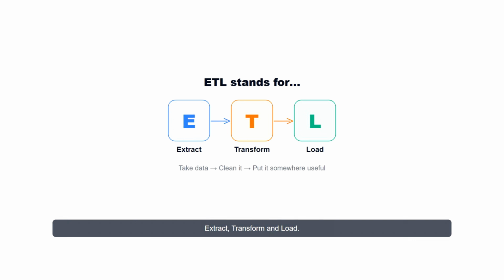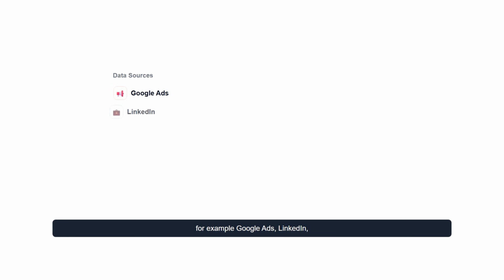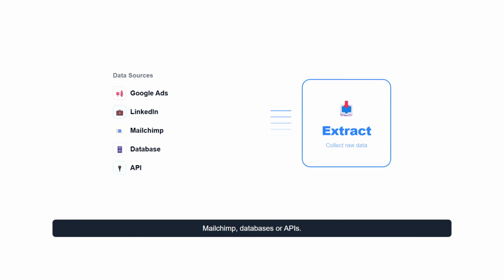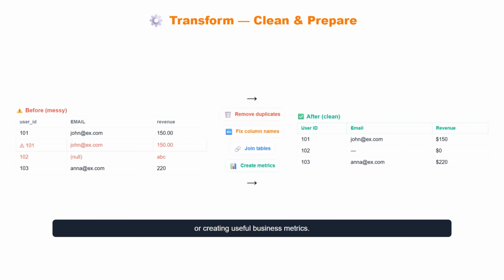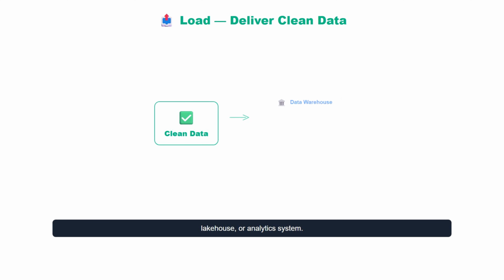Extract means taking data from different sources. For example, Google Ads, LinkedIn, MailChimp, databases, or APIs. Transform means cleaning and preparing that data. This can include removing duplicates, fixing column names, joining tables, or creating useful business metrics. Load means moving the final data into a warehouse, lakehouse, or analytics system.